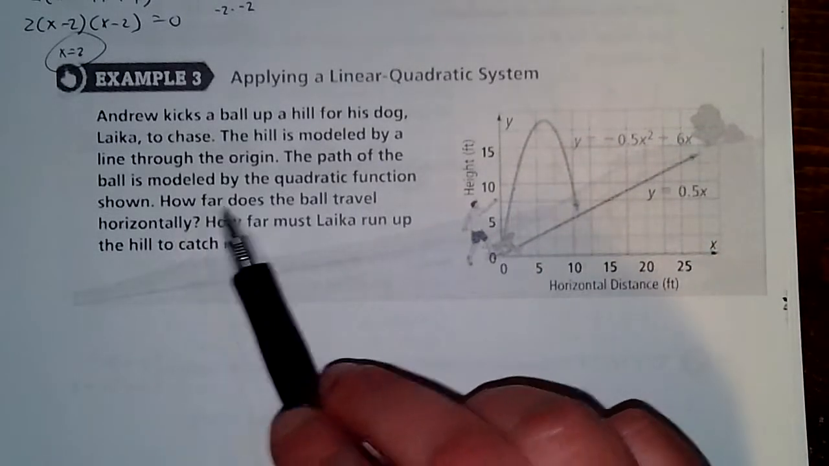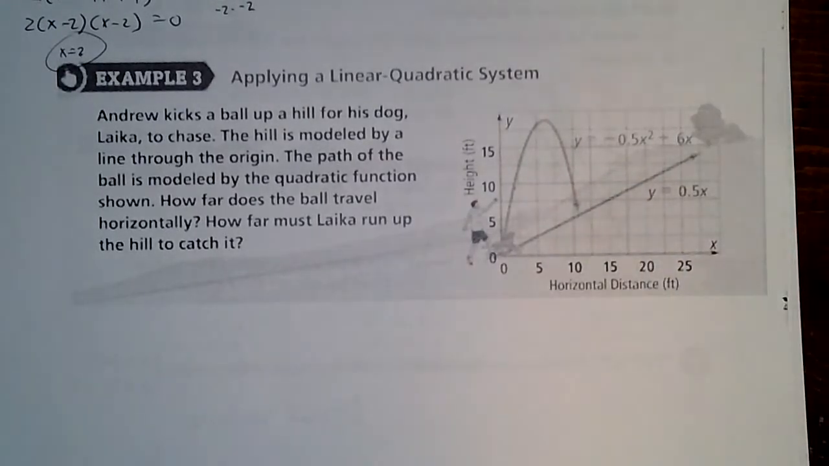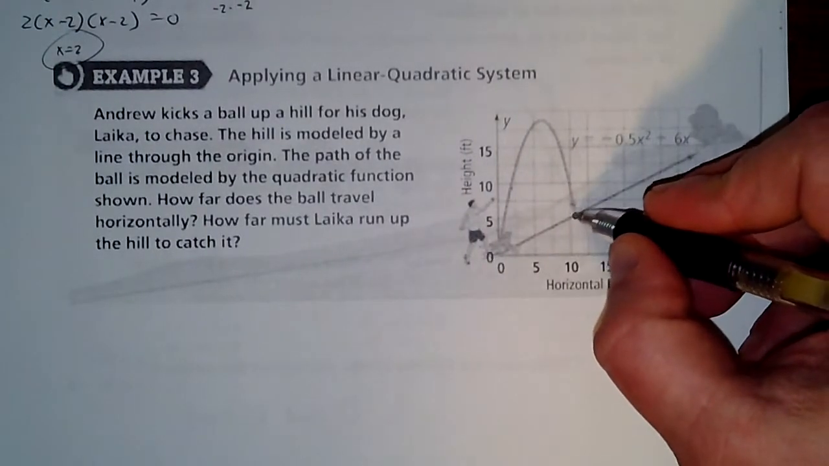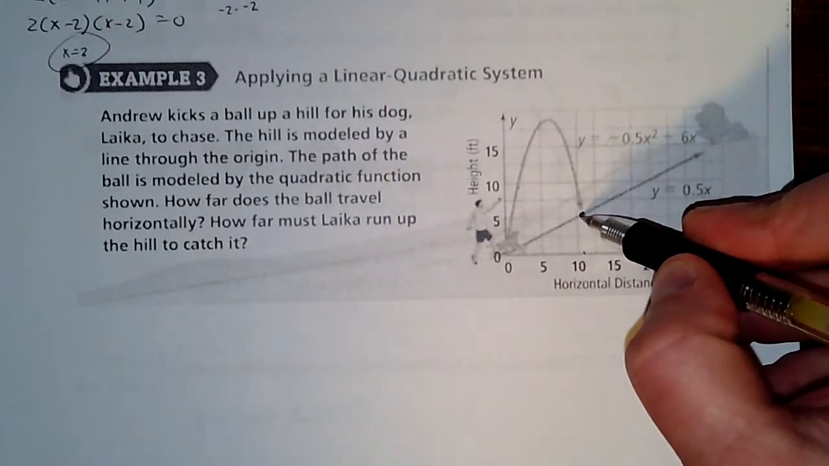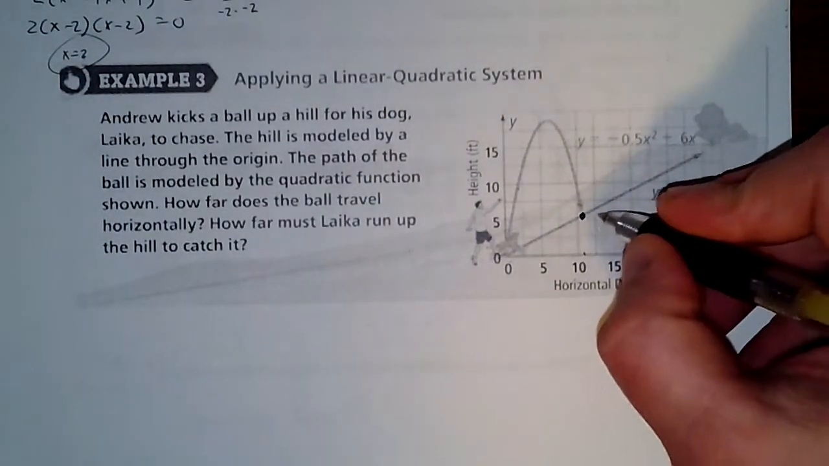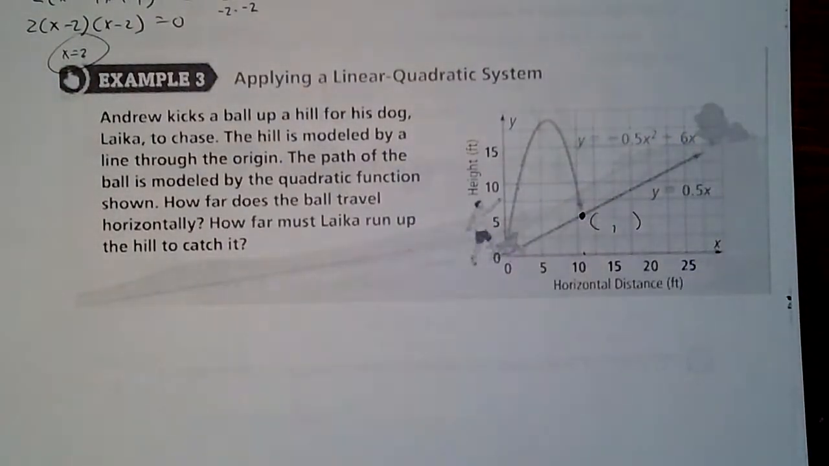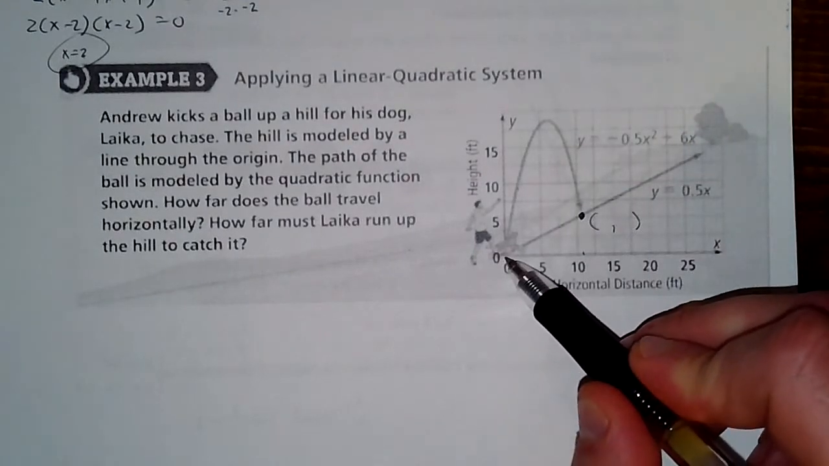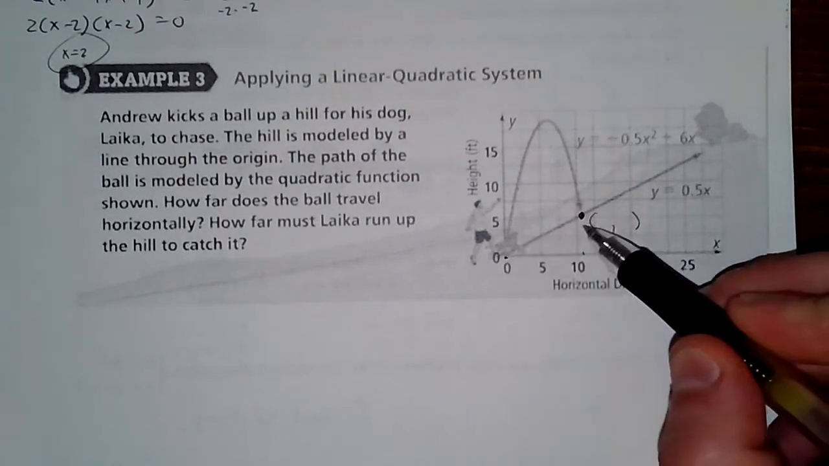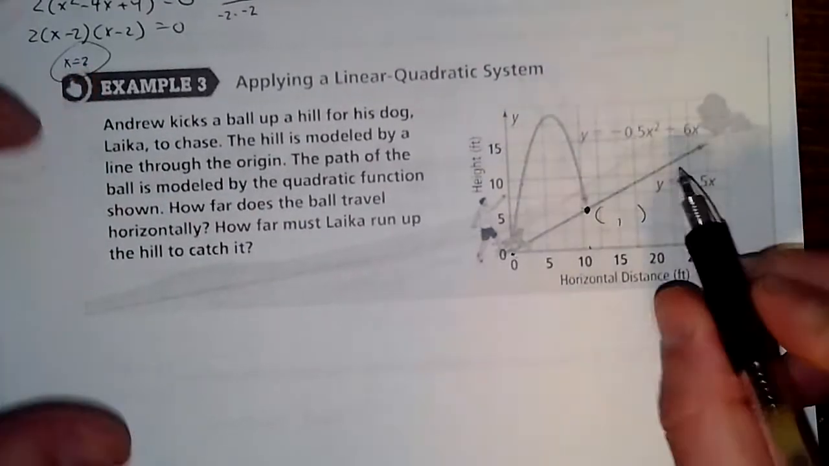And the question is, how far does the ball travel horizontally, and how far up the hill must he run to catch it? So the question's asking for this point. How far is the horizontal distance, and how far is the vertical distance, or the height of the hill? If we can find the coordinate right here, we basically have our answer. So we want these intersection points. Now this one is going to be 0, 0. We don't really care about that one. That one's kind of obvious. This is the one that we want. So of our two solutions, we're going to find that one.